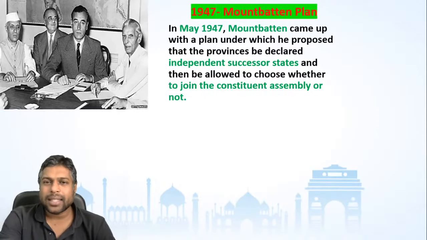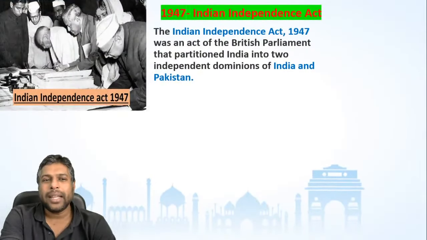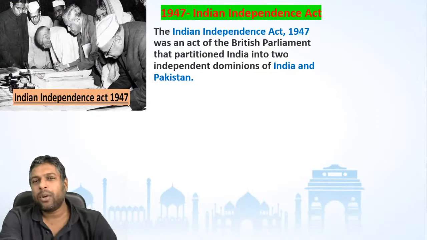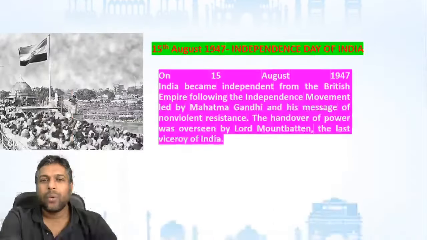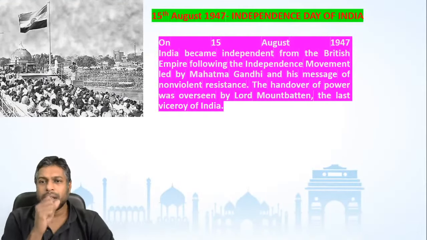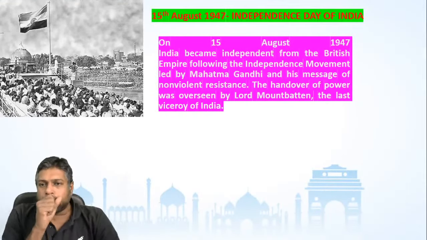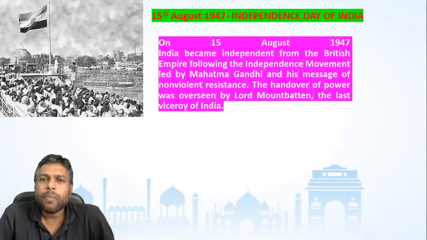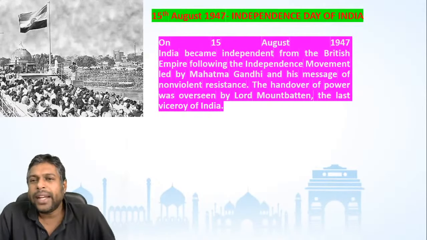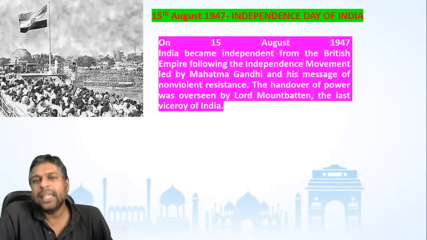India and Pakistan were ultimately created through the Indian Independence Act. The two independent dominions of India and Pakistan were created. And on 15th of August 1947, the British Empire had left, following the Indian independence movement led by Gandhi.